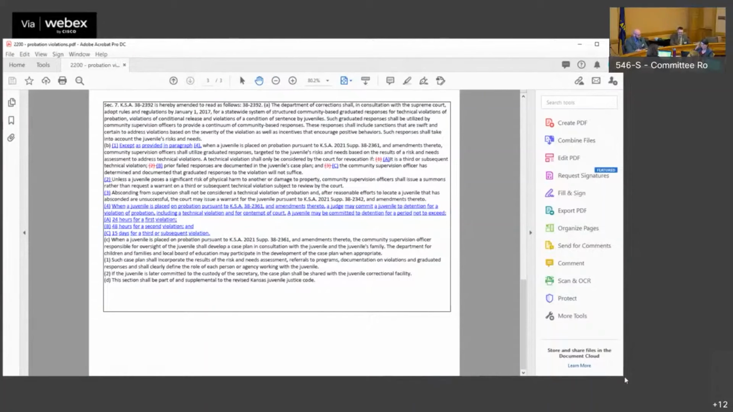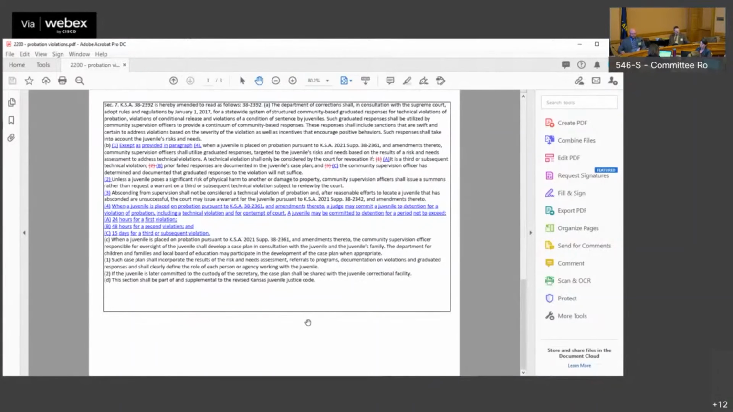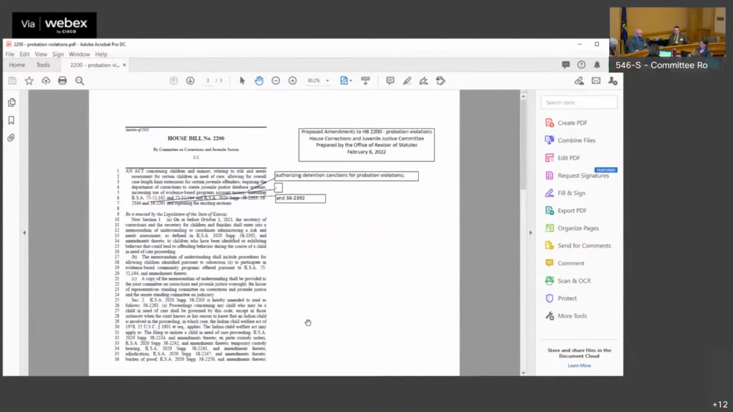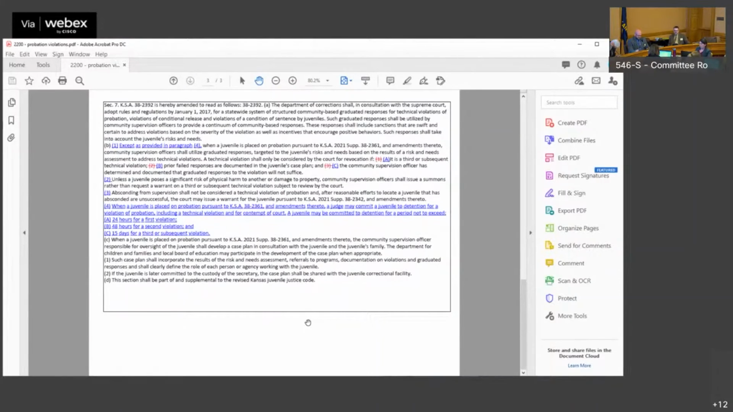Thank you, Mr. Chairman. So essentially what this amendment would do, currently, if a juvenile is violating their, it's adding a new section. So we're making changes to KSA 38-2392. So we would add that as a new section 7. So the bulk of the amendment is on the last page, you'll see the attachment there, the changes that are proposed to be made to that section.